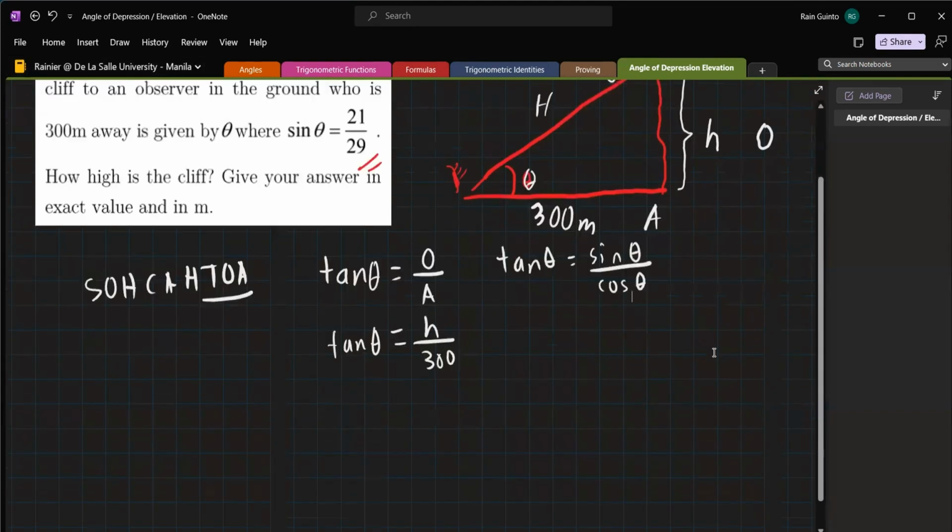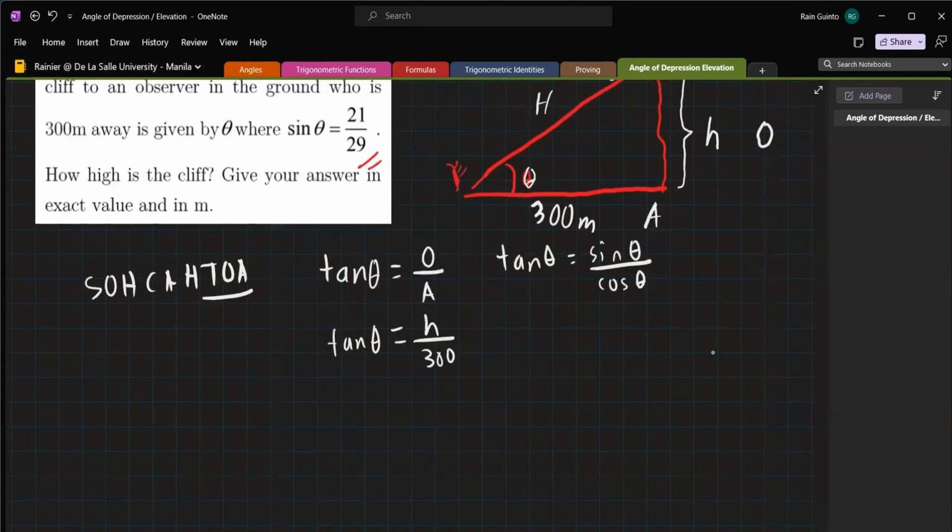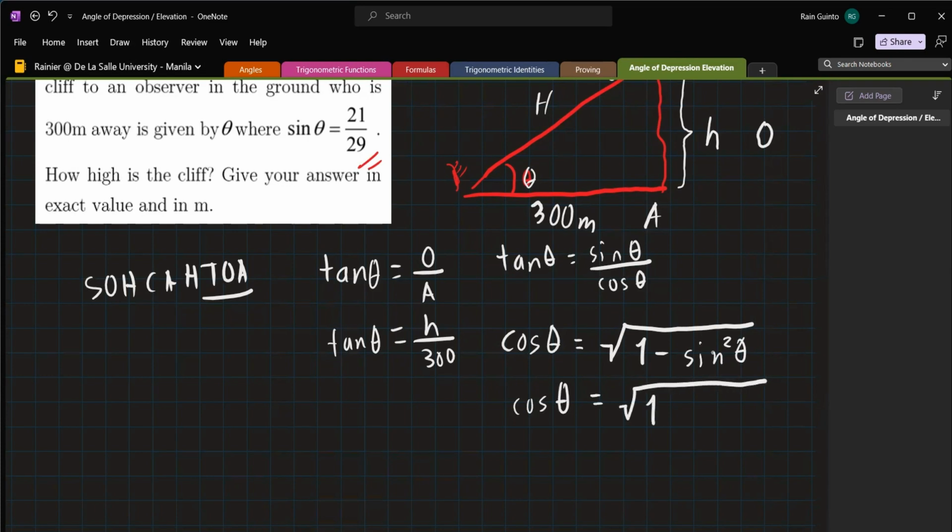And as in our previous exercises, we have that cosine theta is equal to the square root of 1 minus sine squared theta. And we are already given sine theta, which is equal to 21 over 29. So let's just substitute it, and we can now solve for the cosine theta. Cosine theta is equal to the square root of 1 minus 21 over 29 squared. So we're going to solve for that.